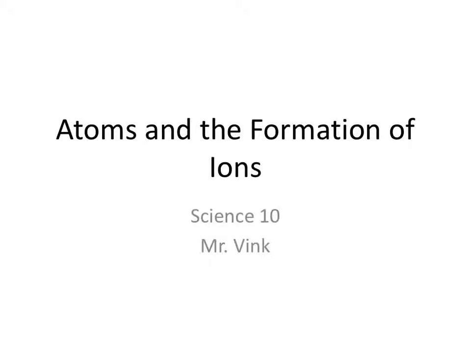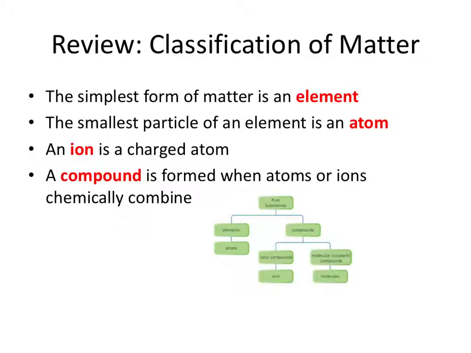In this lesson, we're going to discuss atoms and the formation of ions. Before we go too much further, though, let's review the classification of matter. The simplest form of matter is an element, and the smallest particle of an element is an atom. An ion is a charged atom, and a compound is formed when atoms or ions chemically combine.